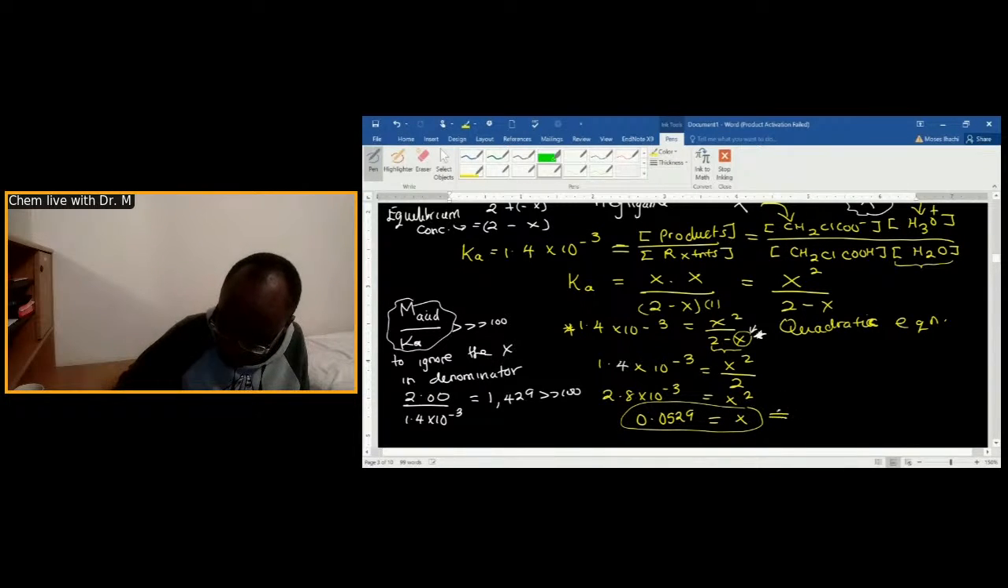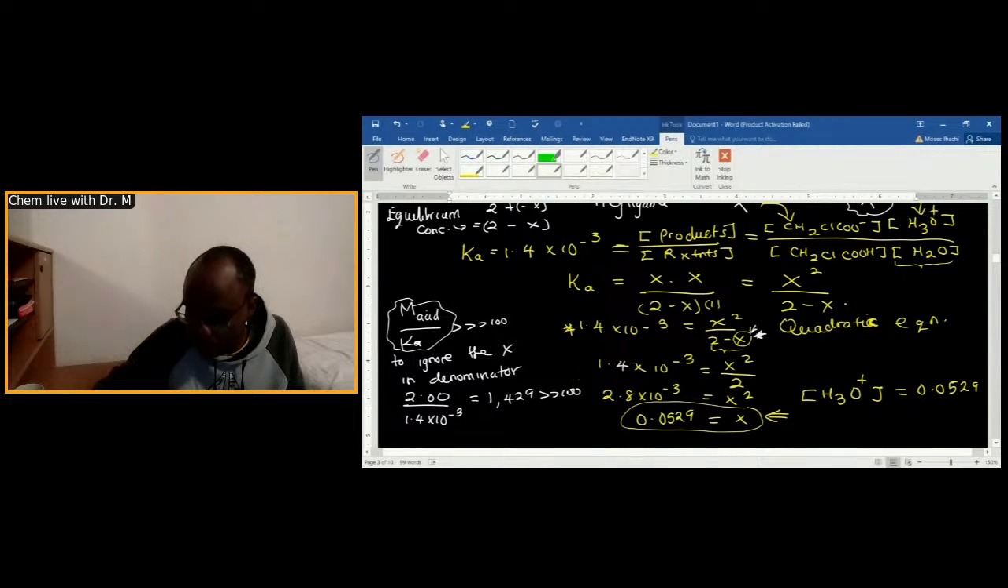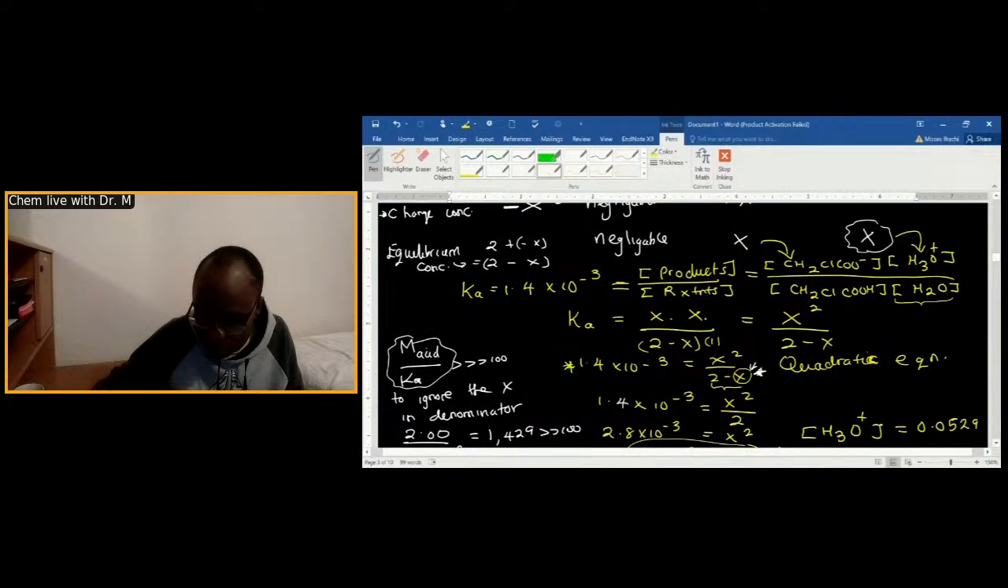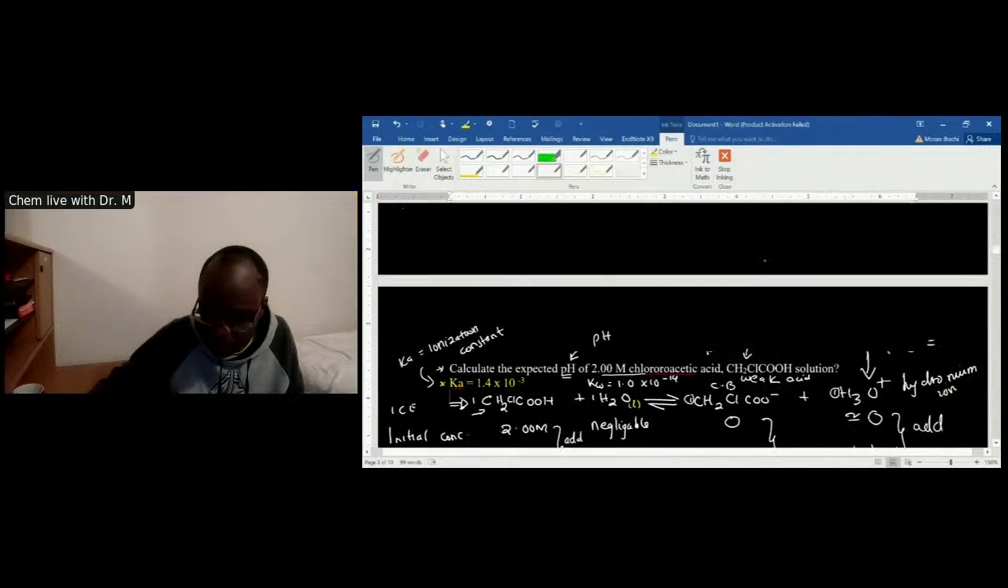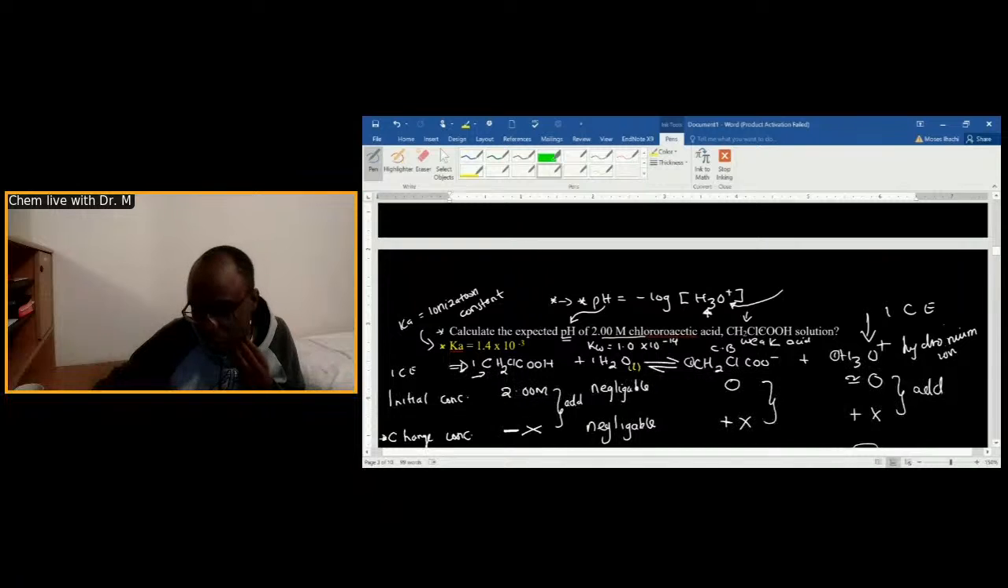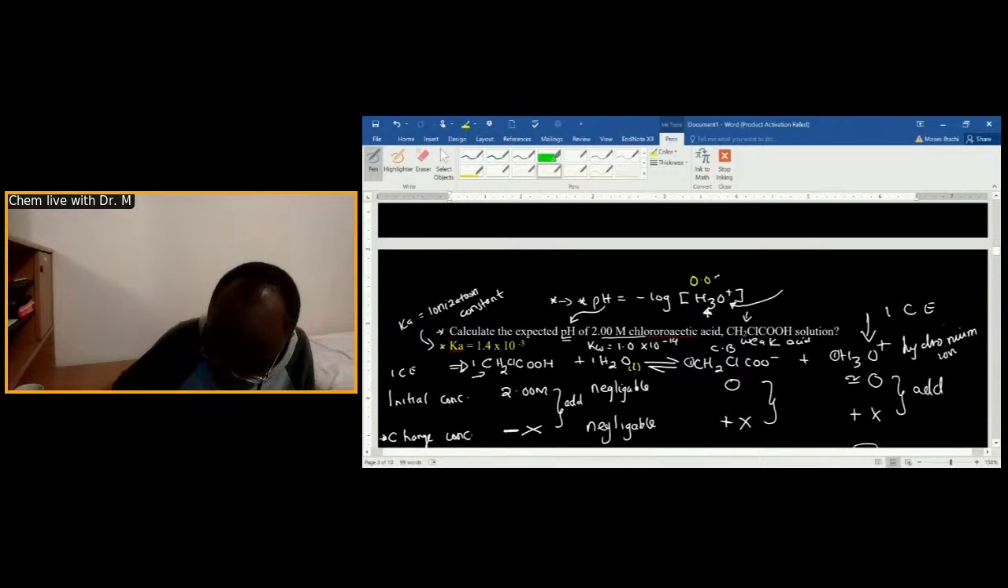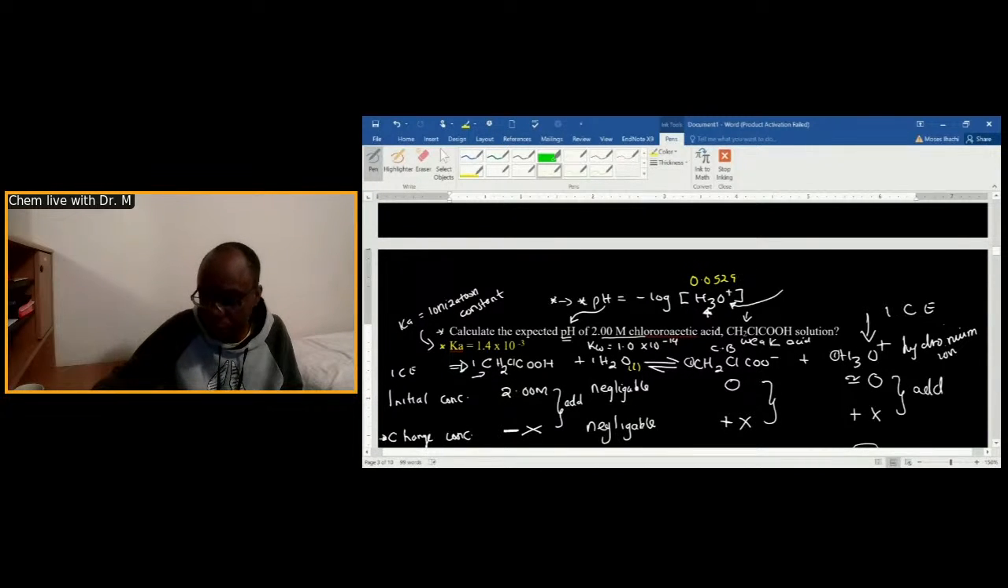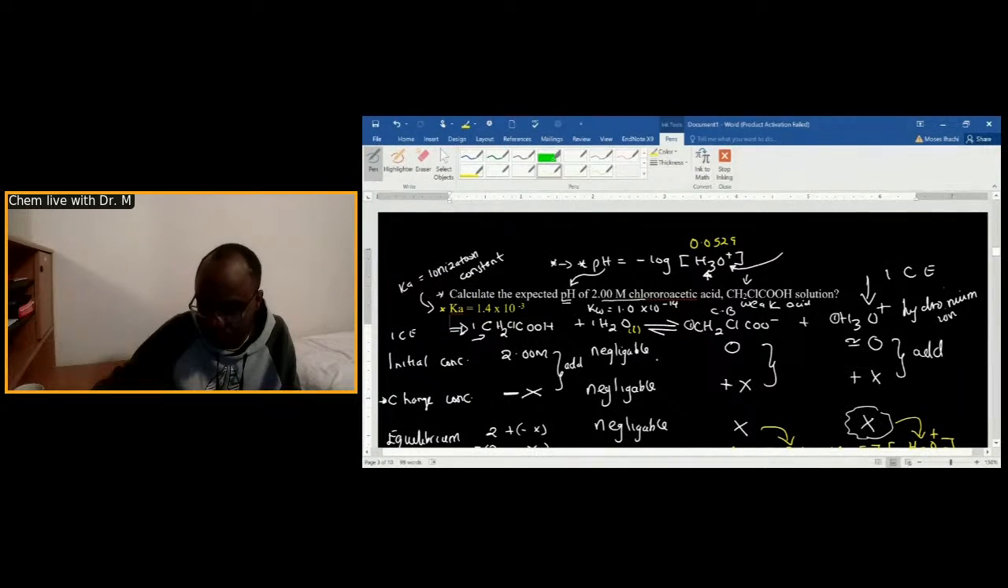But what does this mean? This means that the concentration of hydronium in our ice chart is 0.0529. You see, that tells you that yes, this acid right here is a weak acid because it does not give you the same 2 molar concentration while in water. If it were HCl, HCl will give you the concentration of H3O plus to be 2 molar, but this one is giving 0.0529. Okay, and that's why it was important to use the ice chart.